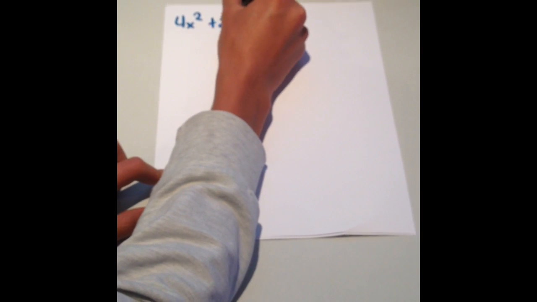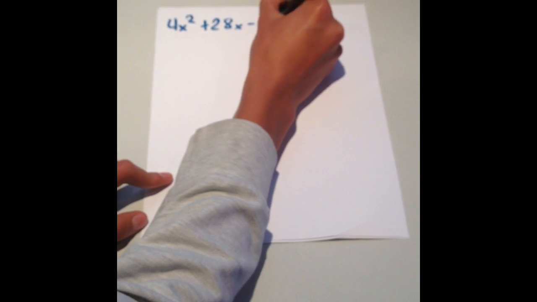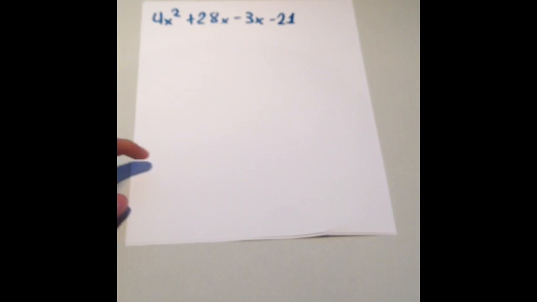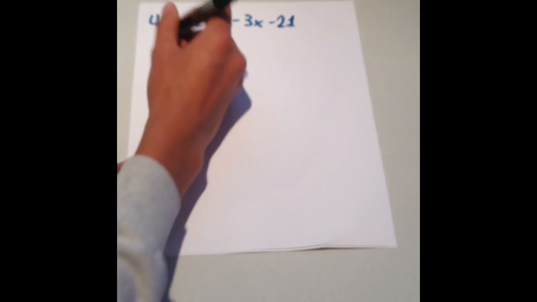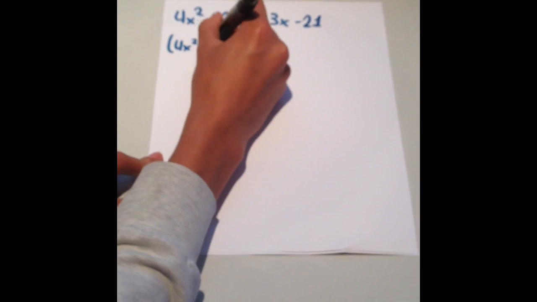Finally, to factor by grouping, you should see first if it is possible by greatest common factor and if it is a polynomial of 4 terms. In this case, we're going to work with 4x^2 plus 28x minus 3x minus 21. So first, you can see that there is no greatest common factor, so you divide them into parentheses.